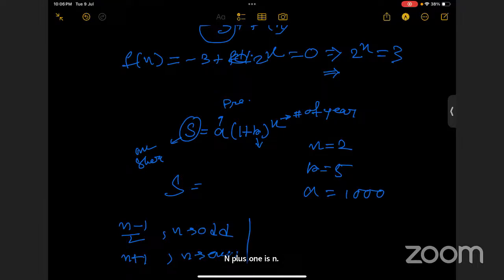Okay. So if we take 3, then it is odd, right? Then the functional value is (3 minus 1) by 2, that is equal to 1. If I take 0, then it will be 0 plus 1 equals 1. They are the same, so it is not one-one. Got it? Yes, ma'am. Thank you.